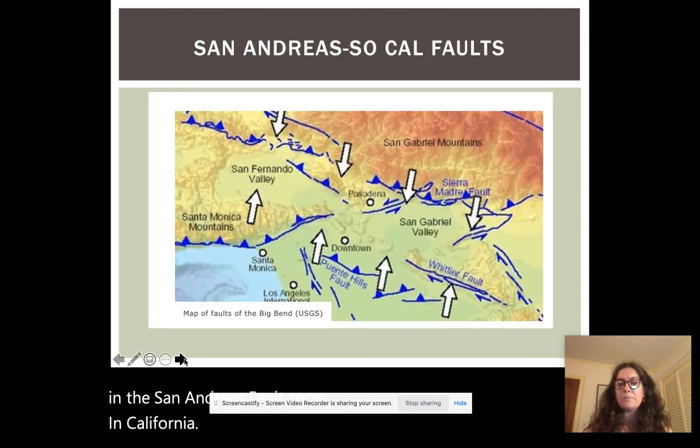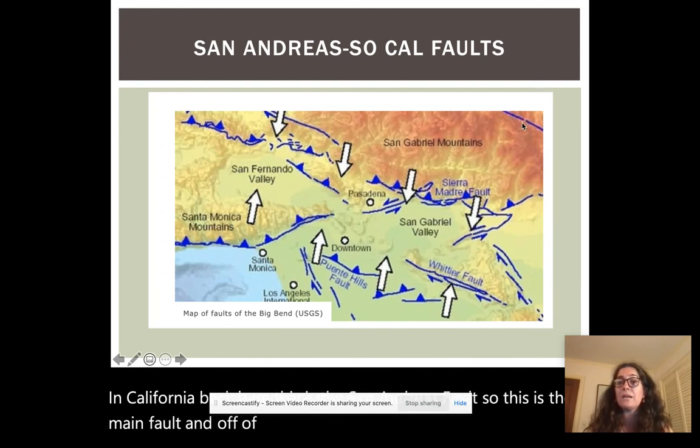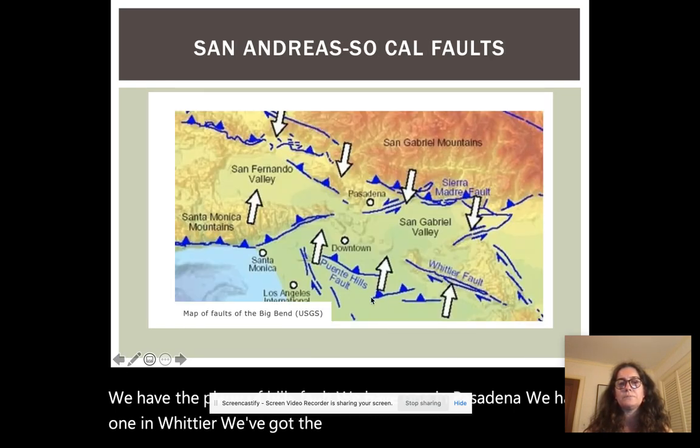Here is also a map of Southern California. Here are some of the faults that we have in California. Back here, this is the San Andreas Fault, so this is the main fault. And off of this main fault, we have associated faults. For example, we have the Puente Hills Fault, we have one in Pasadena, we have one in Whittier, we've got the Whittier Fault. The Newport Inglewood runs here and down, and the PV Fault is down here.